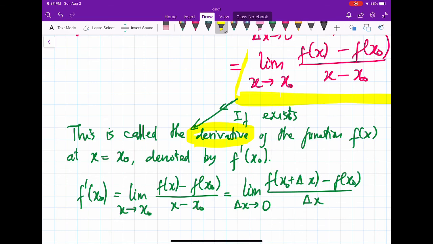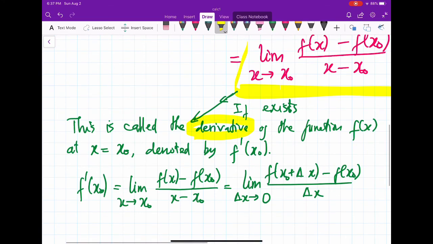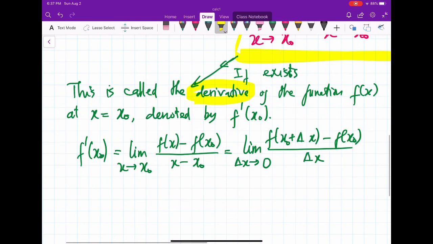Okay, if you compare this formula with the one we talked about, the instantaneous rate of change, right? This is nothing but the rate of change. Why? Because on the top you have the change in the function value, and here you have the change in the variable. So that is the rate of change. But when you consider the limit, this is the instantaneous rate of change, right?